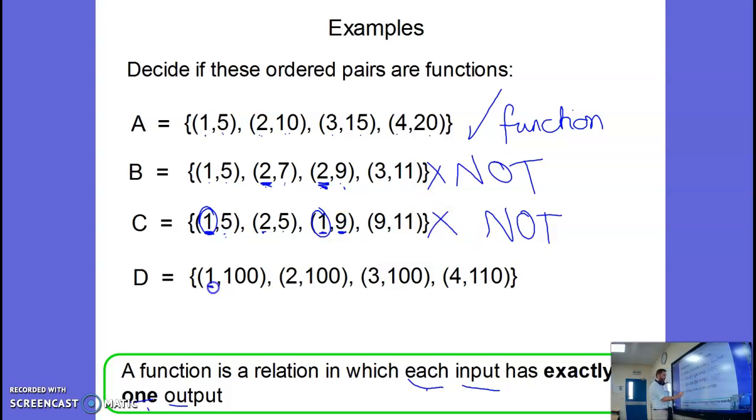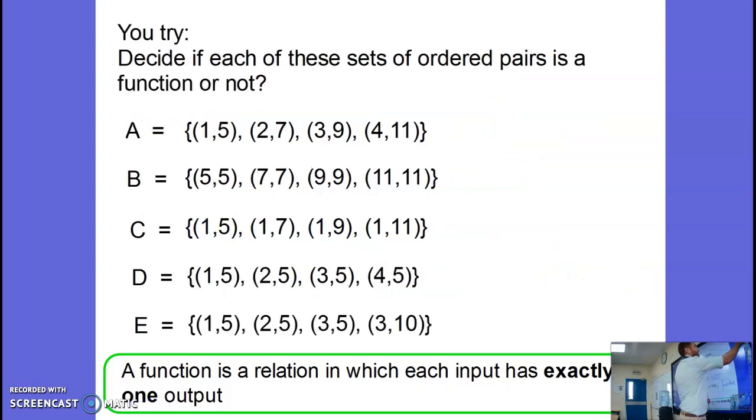Another example here, we've got 1 input to get 100, 2 input to get 100, 3 input to get 100. But that's okay, because those inputs are all different. Having the same output is not the problem. The problem is when we have the input giving different outputs. So this is a function. So what we're looking for is when we see the same input having a different output. Same input, different output. That's a problem, that's not a function.